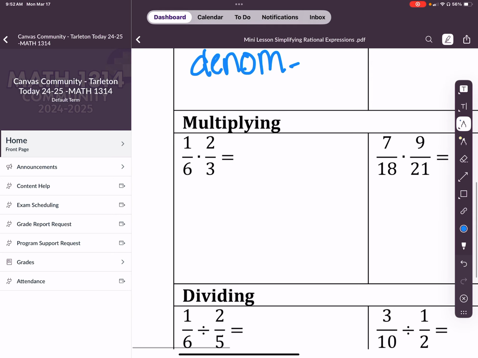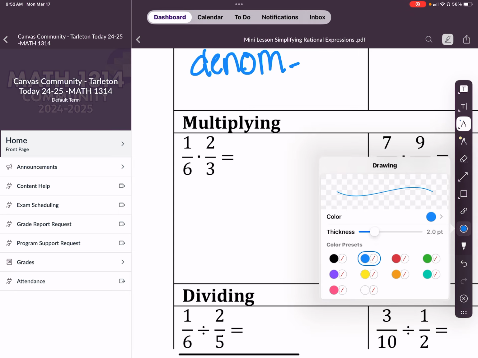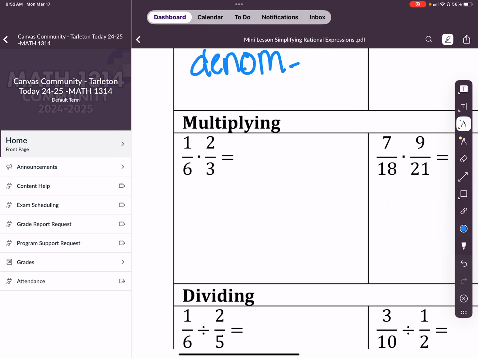Now, once we get to multiplying is actually very, very simple. Super simple. Okay, so when we multiply fractions, we multiply straight across. So we're going to do 1 times 2 to give me 2. 6 times 3 to give me 18. Okay, and then I would need to simplify from here.